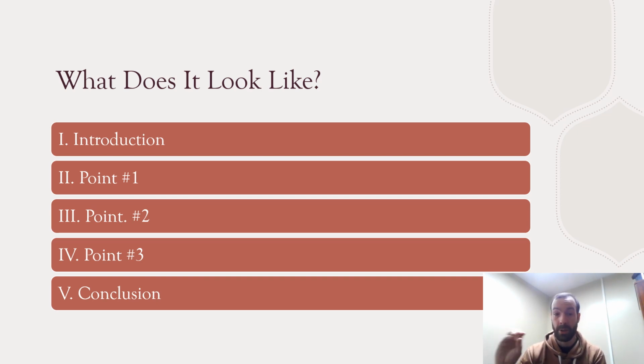Point number 2 in your outline is going to be point number 1 of your paper, right? Supporting point number 1. The third part of your outline is going to be your second supporting point. The fourth part of your outline is going to be your third and usually final supporting point. Of course, if you have more supporting points to add in, you're going to need to write more points into your outline. And your last point, your fifth part of your outline, is going to be the conclusion. 1, 2, 3, 4, 5, very neat, orderly outline.